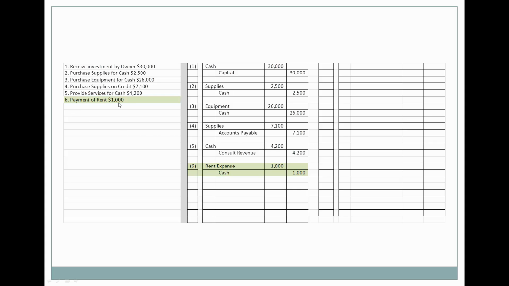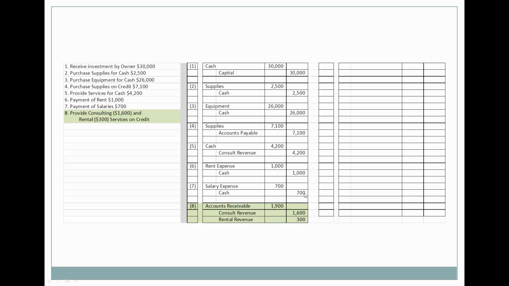We're going to pay the rent for the month, and so it's going to be an expense. It doesn't provide future benefits like the supplies, which provide future benefits. So we have a rent expense, which increases with the debit. Our cash as an asset is decreasing, so it's going to decrease with the credit. Next, we're going to pay salaries. Salary expense increasing with the debit. Cash is decreasing with the credit.